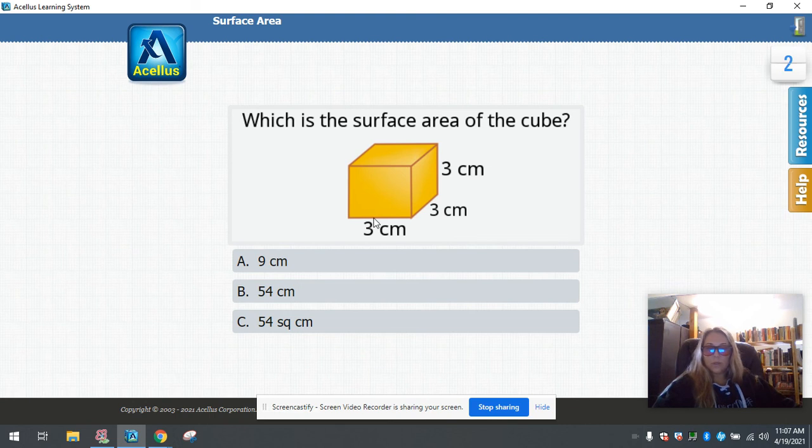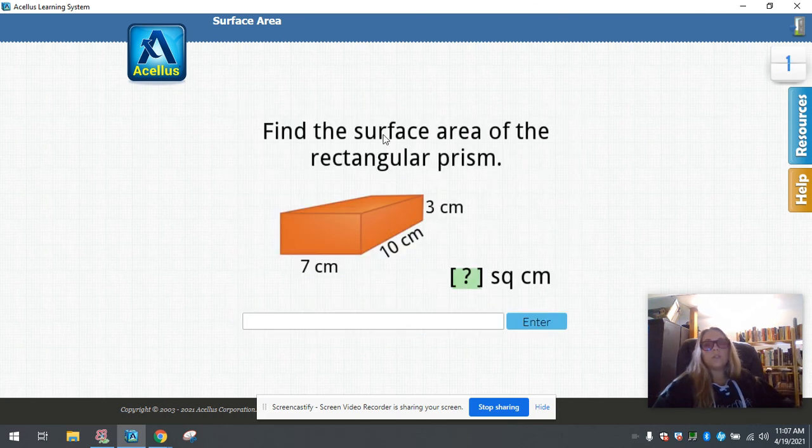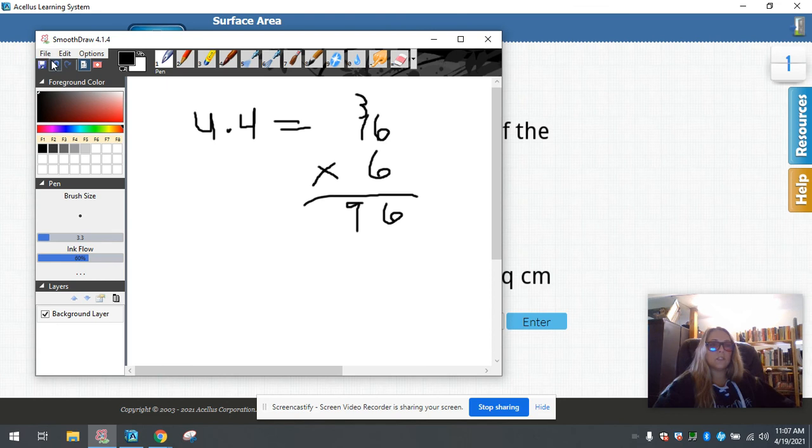What's the surface area of the cube? Again, I'm just going to go 3 times 3. I get 9. Multiply that by 6. 9 times 6 is 54. 54 square meters. Find the surface area of the rectangular prism. I'll find the front and the back. I'll find this side and that side. And I'll find the top and the bottom areas, and I will add them all together.